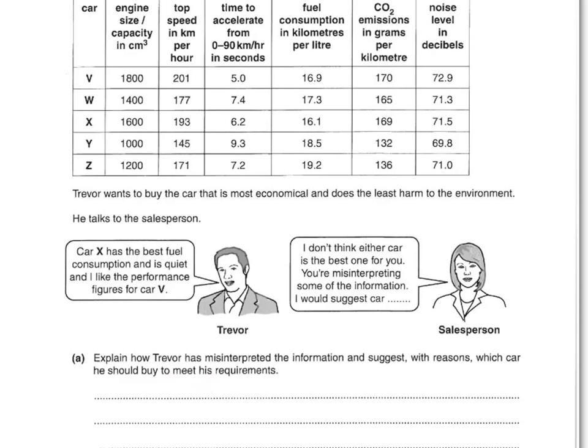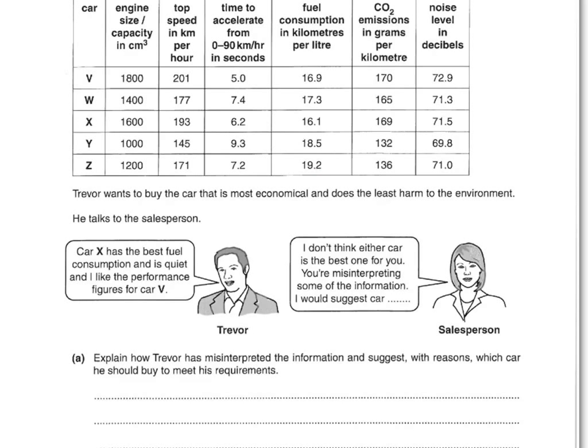So first let's explain how Trevor has misinterpreted information. He's misinterpreted information because he's misread the fuel consumption. So a low fuel consumption is bad. You first need to say that Z is most economical because Z has the highest fuel consumption in kilometres per litre. So basically you can drive more kilometres before a litre of fuel is used up. So the first mark is saying that Z is the most economical, the most fuel efficient, or has the best fuel consumption, or has the lowest fuel costs.